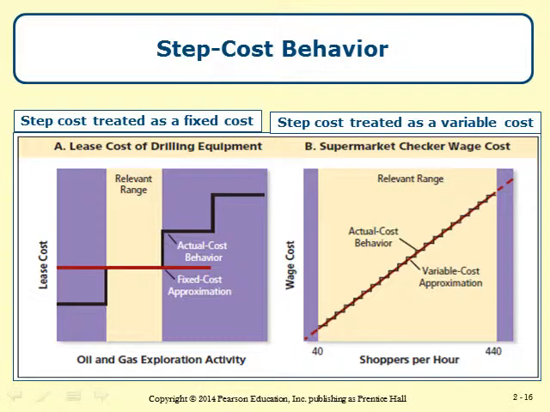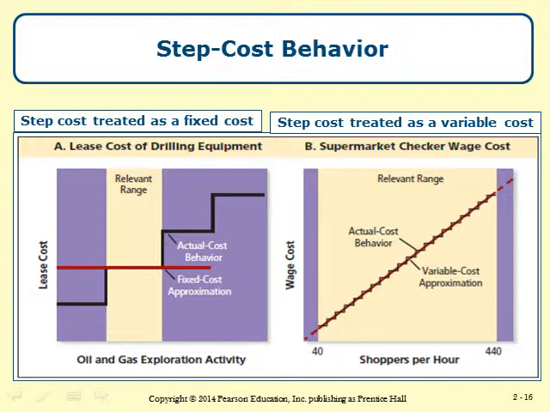Panel B of Exhibit 2-7 illustrates a decision where step cost could be treated as a variable cost, and so panel B is to the right. The cost function shows the wage cost of cashiers of a supermarket where the individual cost steps are uniform. Each cashier can serve an average of 20 shoppers per hour. In a decision about staffing, where the number of shoppers is expected to range from 40 per hour to 440 per hour, the required number of cashiers to match the number of shoppers would range between 2 and 22.